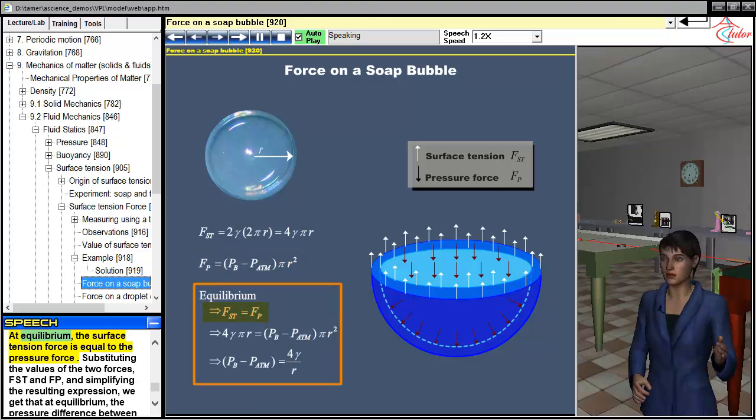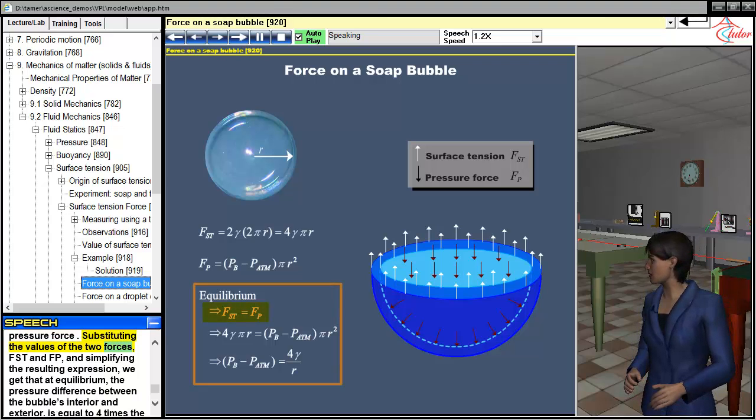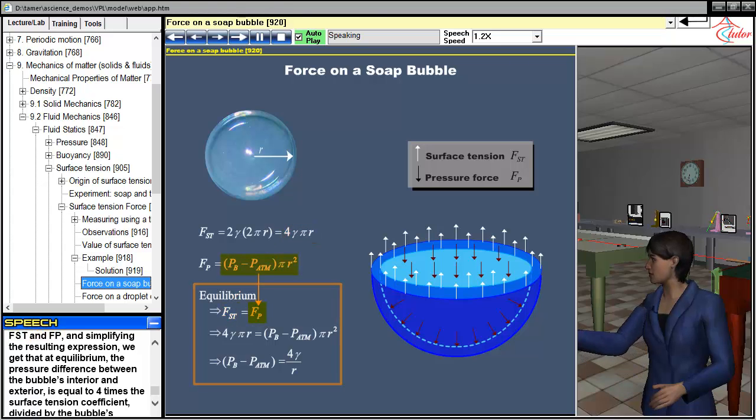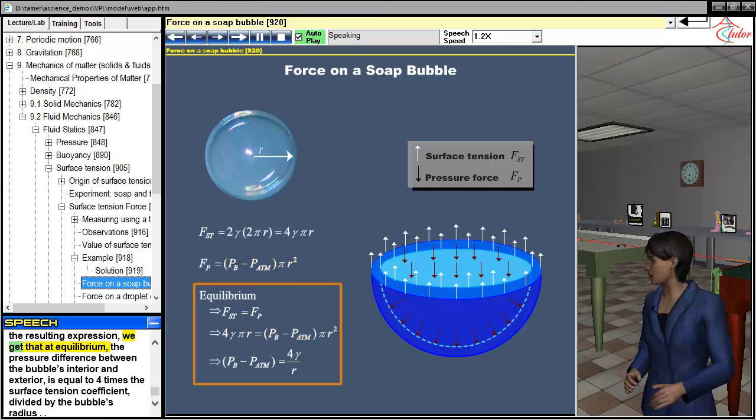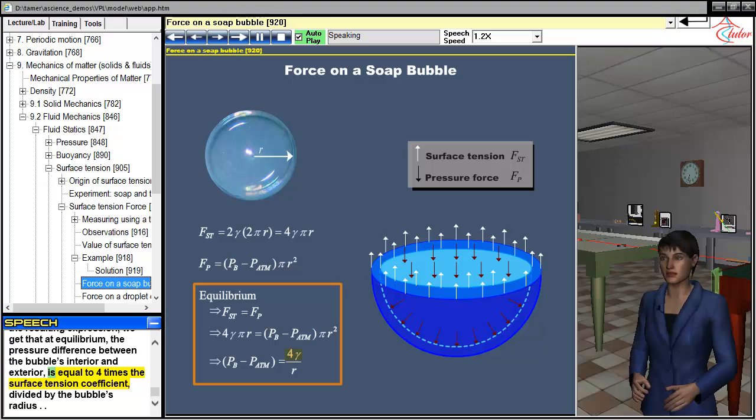At equilibrium, the surface tension force is equal to the pressure force. Substituting the values of the two forces, Fst and Fp, and simplifying the resulting expression, we get that at equilibrium, the pressure difference between the bubble's interior and exterior is equal to 4 times the surface tension coefficient divided by the bubble's radius.